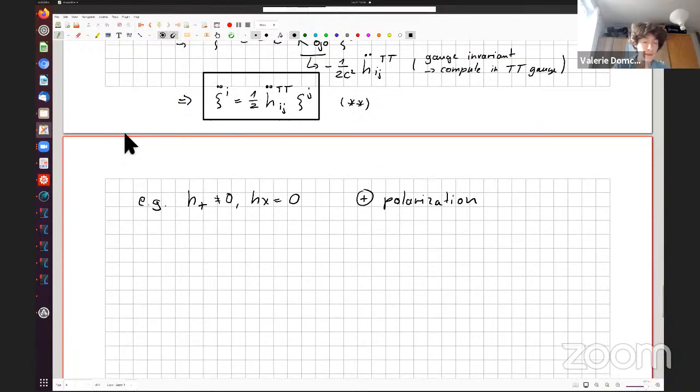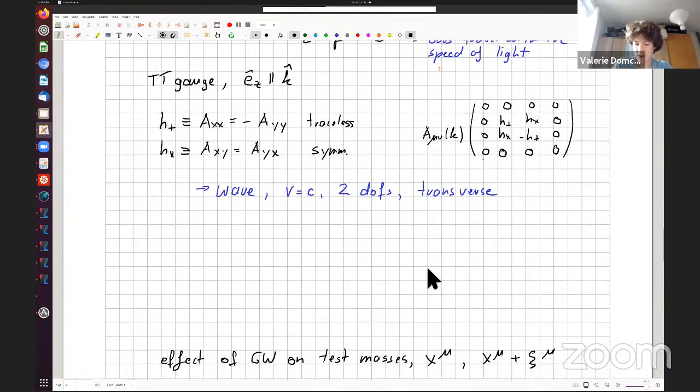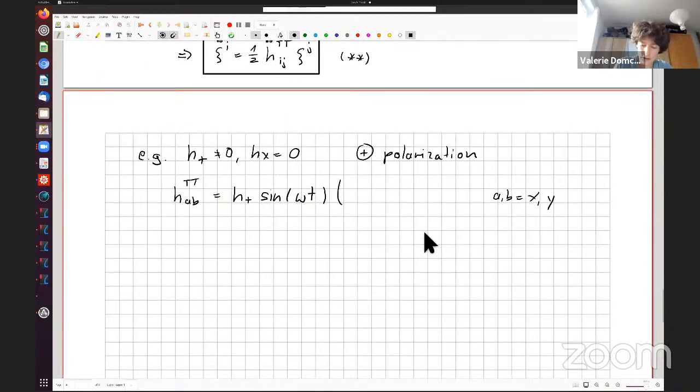So the ansatz here is, I'm going to introduce A and B now. A and B are just x and y, because I don't want to drag along all these zeros from above. So this is just h plus times sine omega t, and then we have just the inner block of this big matrix, because the zeros I don't have to drag along. This was the h plus component, and it was traceless, and hence it was 1 and minus 1.